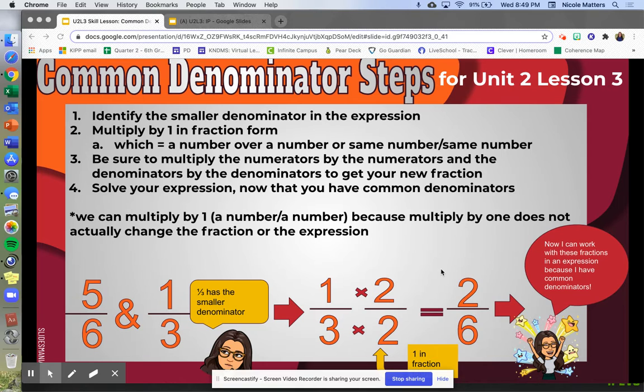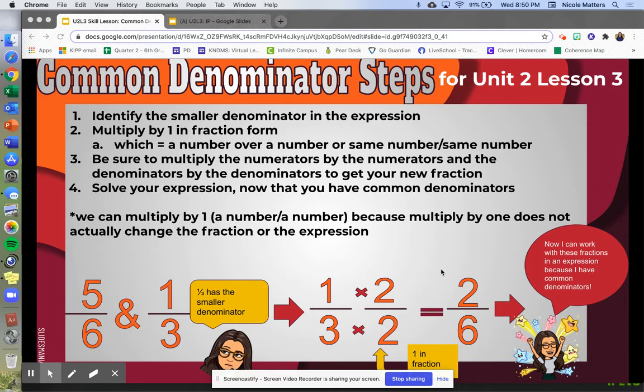So you'll see here I took 1/3 down at the bottom of the screen. I multiplied it by 1, which I wrote as 2 over 2. Any number over itself equals 1. And that got me to convert 1/3 to 2/6. After I have my two fractions now with the same denominators, I can go ahead and solve my expression.